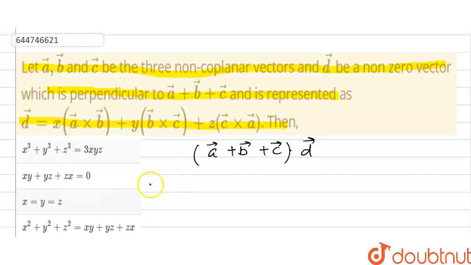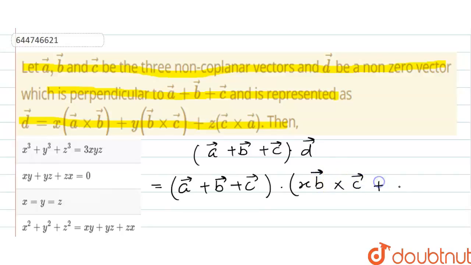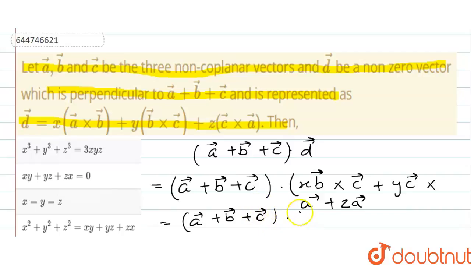dot of D, that is equal to, we have to multiply by D, A vector plus B vector plus C vector dot x of B multiply by C vector, multiply by y C vector multiply by A vector plus z A vector is equal to A vector plus B vector plus C vector is dot x A vector plus y B vector plus z C vector.